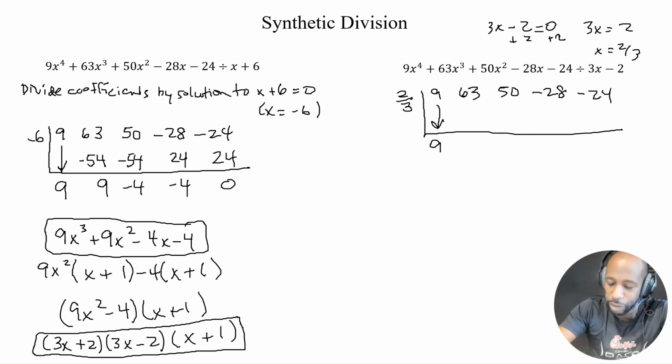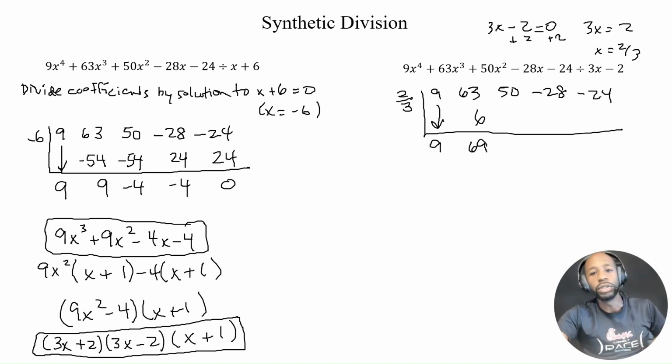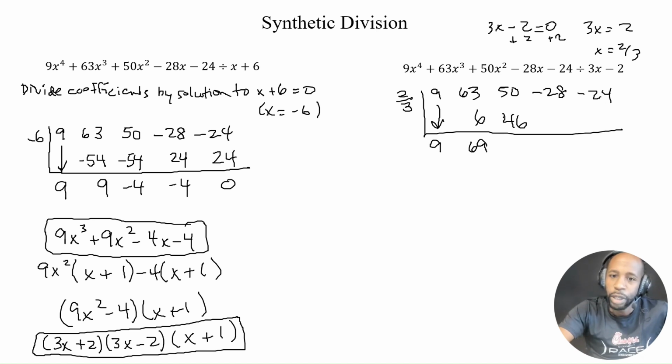2/3 times 9, that should give us 6 here. Okay, 63 plus 6 is 69. All right, and I am going to use my calculator for this one. So let me see. 69 divided by 3 is 23, times 2 is 46. So this is going to be a 46 here. 2/3 times 69 is 46. 50 plus 46 is 96.